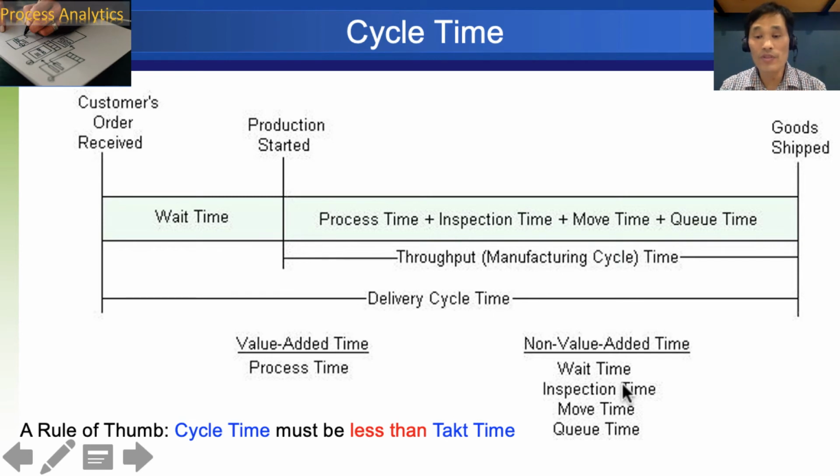The general rule of thumb is that cycle time should be less than takt time. If cycle time is longer than takt time, the process needs to be improved. Now, inside of the cycle time, we can think about value added time and non-value added time. Wait, inspection, return, and queue time are usually non-value added time. Once a business realizes that there is non-value added time inside of the cycle time, it can think of ways to reduce or eliminate it.